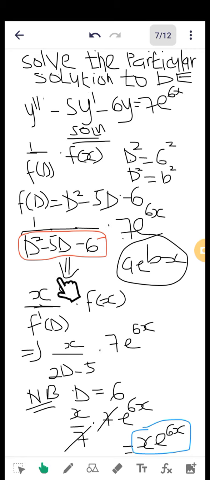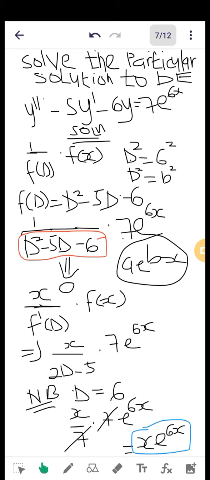So anytime we find the denominator to be 0, we make this substitution. You just replace the numerator, which is 1, by x. Then you find the derivative of the f of d. So when you differentiate d squared minus 5d minus 6, when you differentiate d squared, you are going to get 2d. Then when you differentiate minus 5d, you are going to get minus 5. Then we operate it on the f of x. So this is your f of x, 7e exponent 6x.